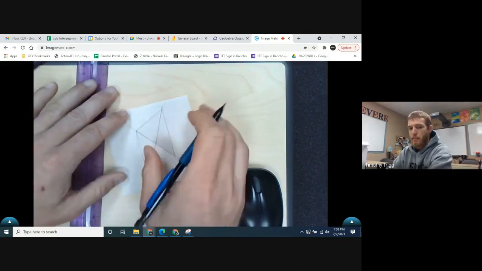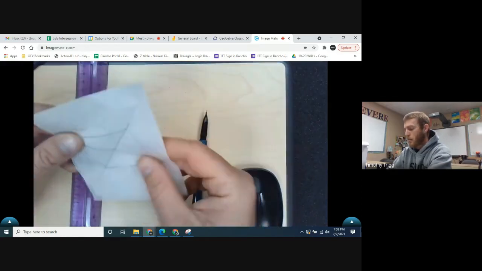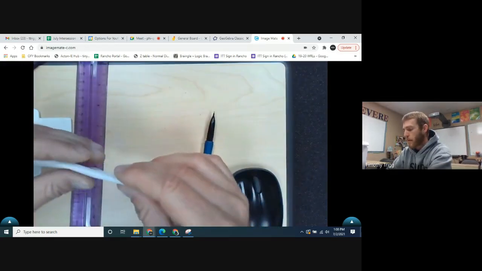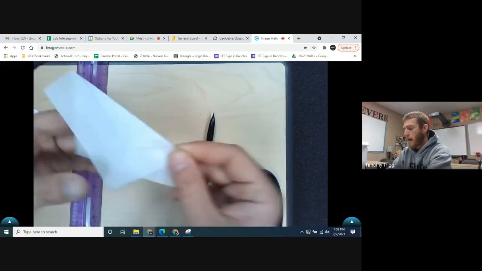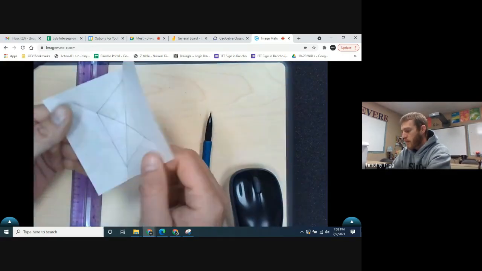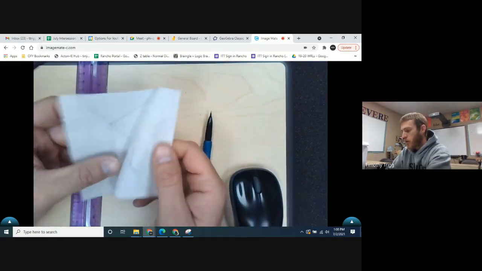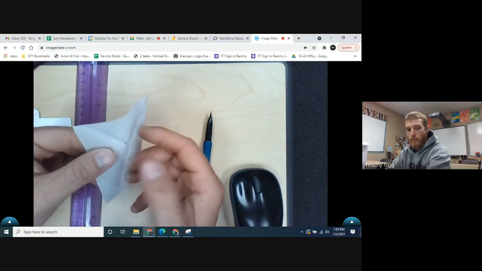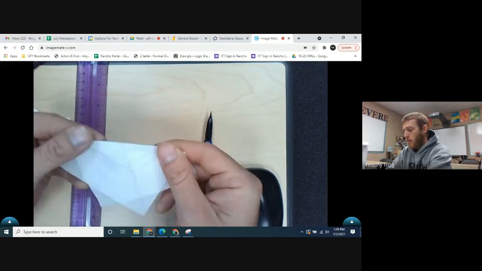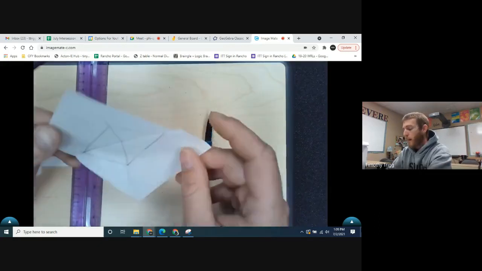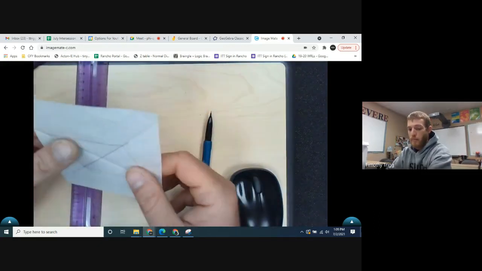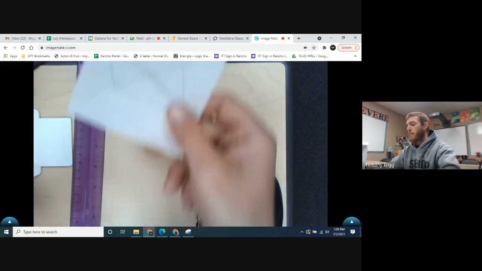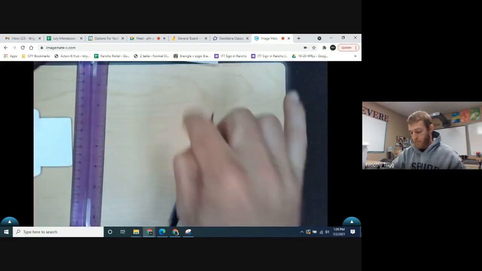Well, what about the diagonal going the other way? Would this be a line of symmetry? Let's check. I'm going to fold my shape along that and see if it lands perfectly on top of itself. And once again, you can see it does not. This corner does not fold perfectly onto that other corner, right? So these diagonals are not lines of symmetry for this parallelogram. It worked for the rhombus, but it does not work for this parallelogram.